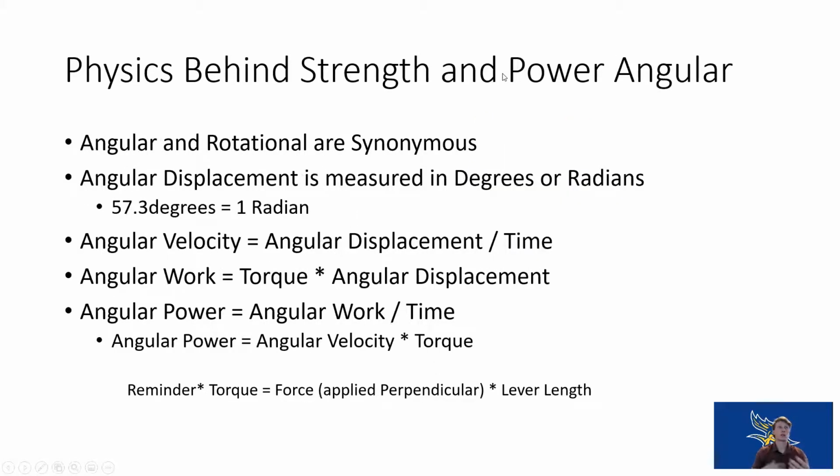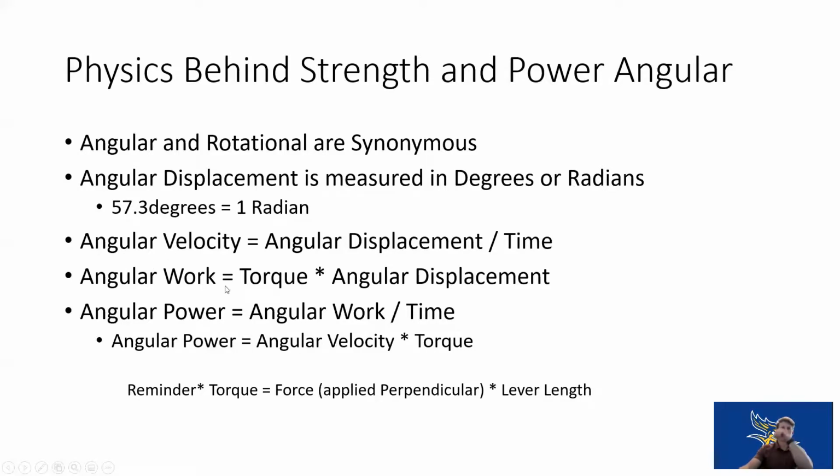There are some other things when it comes to angular components, so rotation. Some sports require rotation; they require you to spin. Angular and rotational are the same, so I'll use them interchangeably. Angular displacement, or angular change from point A to point B, is measured in degrees or radians. These are the two units of measure. 57.3 degrees is 1 radian. 2 pi radians is 360 degrees.